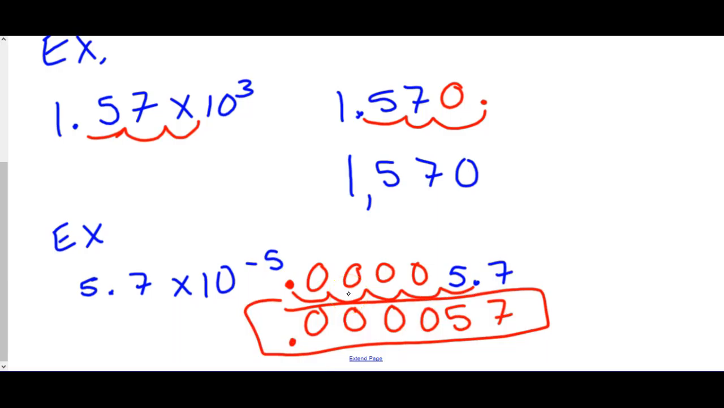So we can also take our scientific notation and order it from least to greatest. Say we have 4 numbers in scientific notation already.